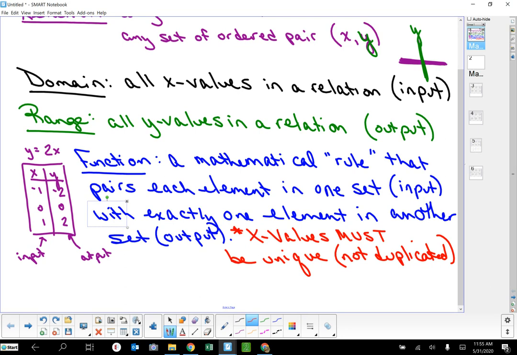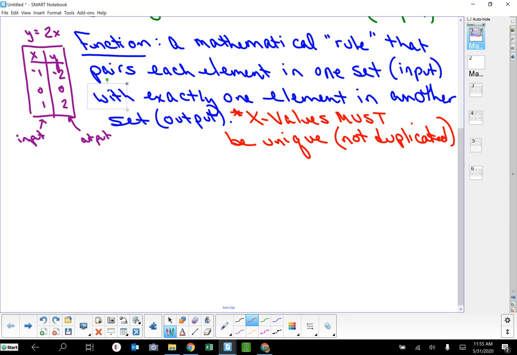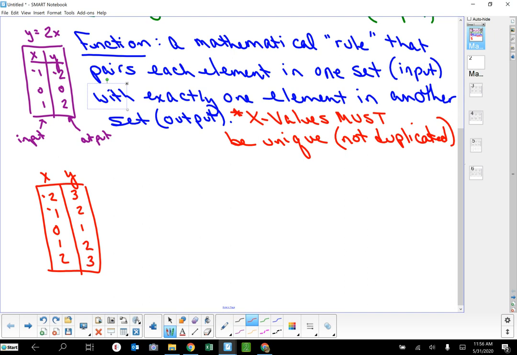Let me show you an example. If you see an XY table that looks like this, -2, -1, 0, 1, 2, and the Y values go 3, 2, 1, 2, 3. This statement over here in red says your x values must not be duplicated for this to be a function. As long as every single one of your x values are completely different from each other, then you have a function. So yes, this would be a function.